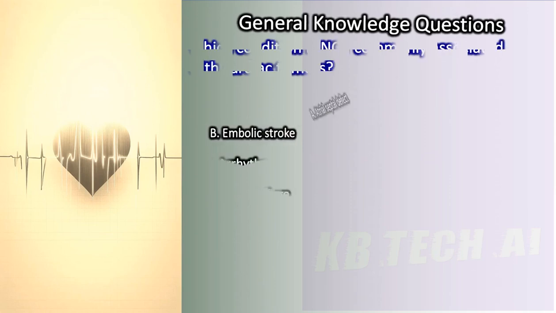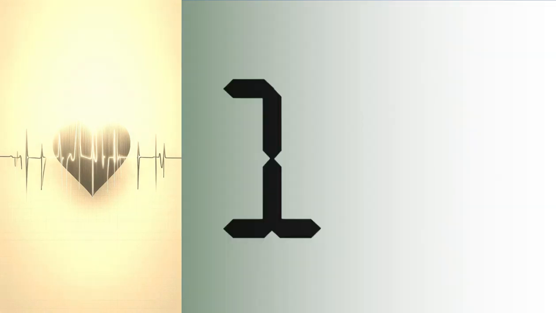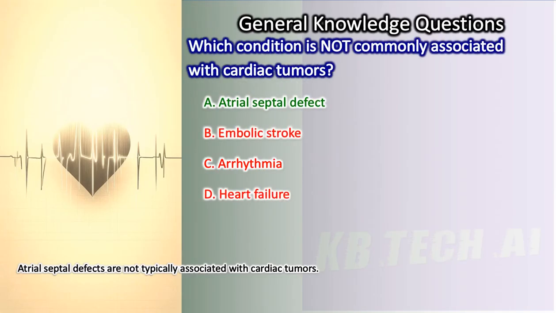Lipoma. Which condition is not commonly associated with cardiac tumors? Option 1. Atrial septal defect. Option 2. Embolic stroke. Option 3. Arrhythmia. Option 4. Heart failure. The answer is option 1.